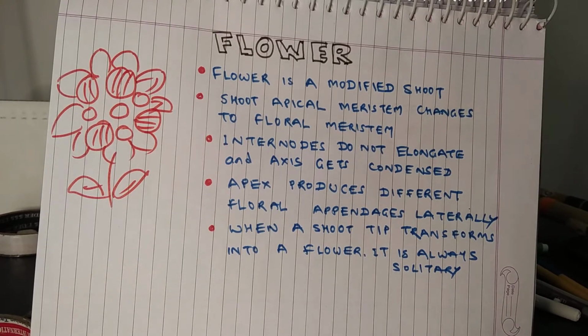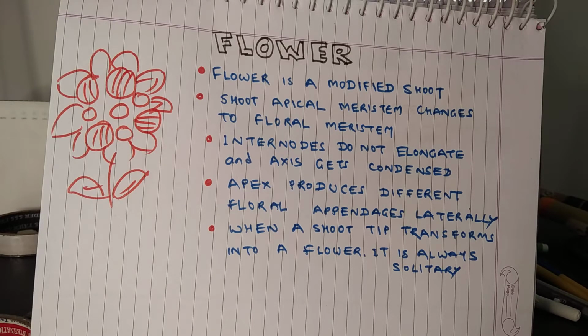Now, what is a flower? A flower is a modified shoot. The normal function of a shoot or stem is conduction of minerals and water, but once it is modified into a flower, its function changes. Now the function becomes reproduction.